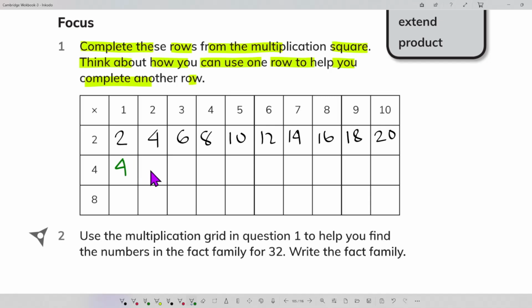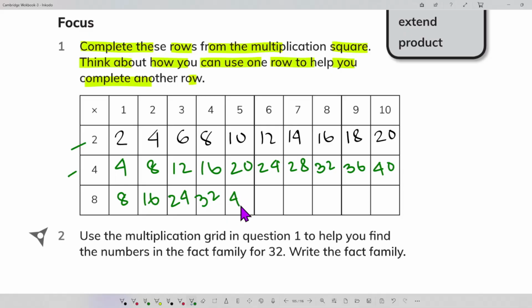4 times 1 is 4, 4 times 2 is 8, 4 times 3 is 12, 16, 20, 24, 28, then 32, then 36 and then 40. So the 2 and 4 times tables are done. And next, 8. 8 times 1 is 8, then 16, 24, 32, 40, 48, 56, 64, 72 and finally 80. This is our first question answer.